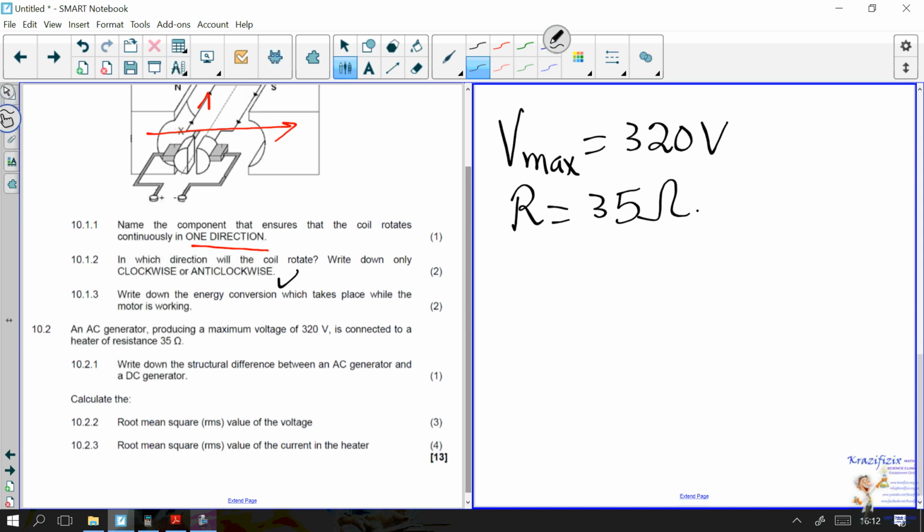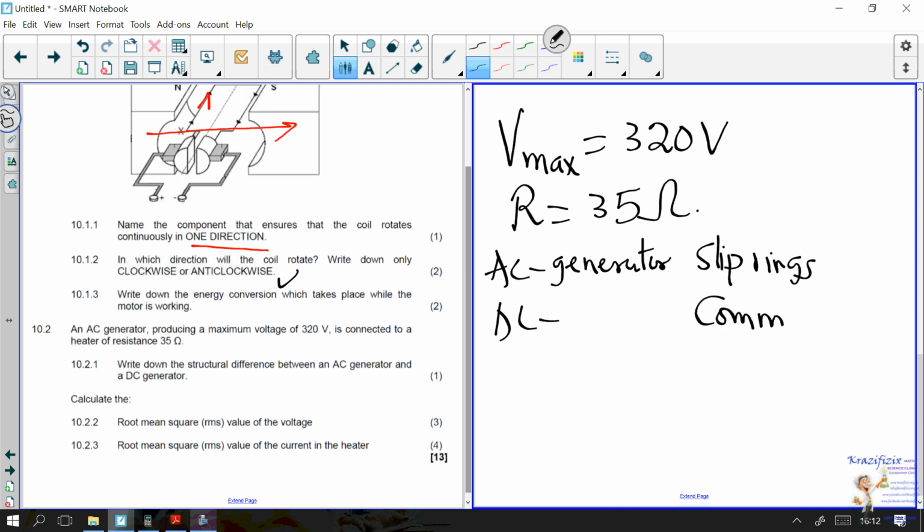Write down the structural difference between AC generator and DC generator. Structural, something we can see. AC generator has what? Slip rings. While a DC has a commutator, which is what we know as a split ring commutator. Now that is a structural difference between the two of them. One very structural difference. Alright, 10.2.2.